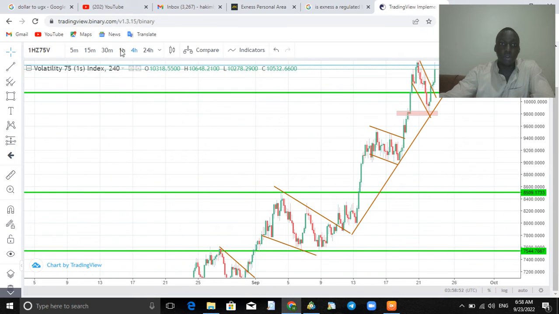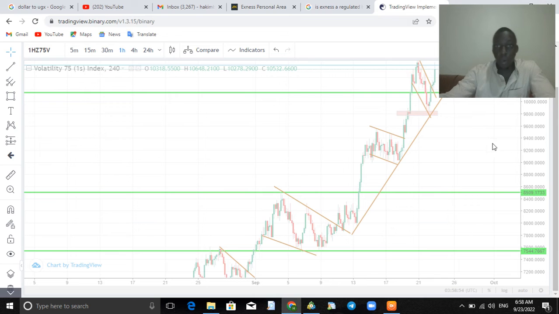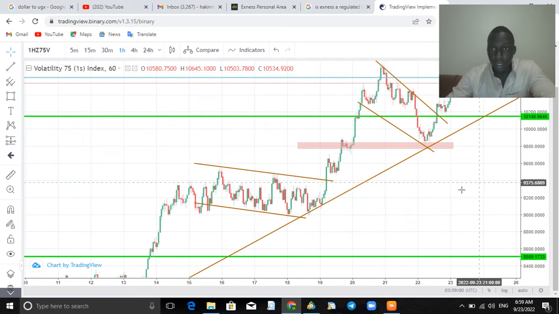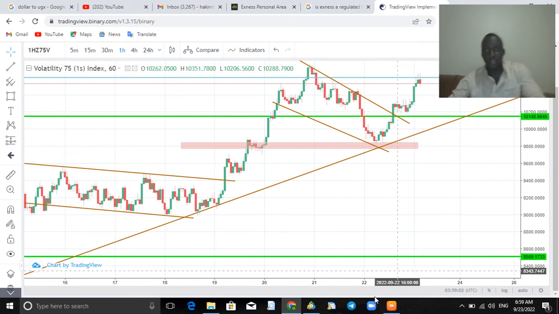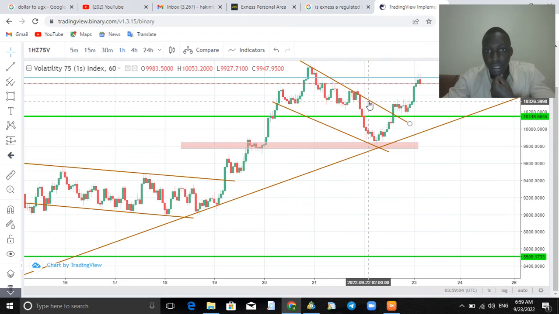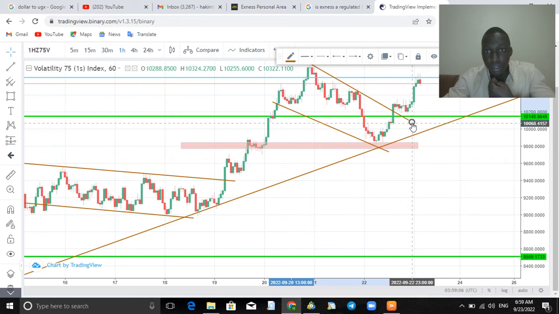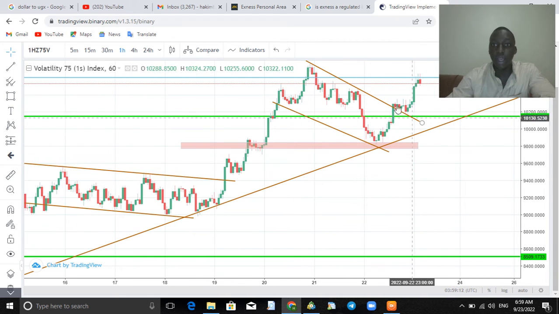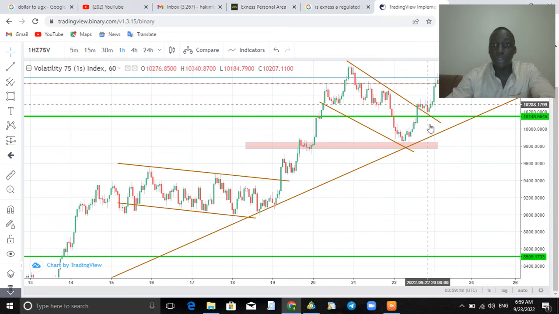Now I'm going to drop down to my 1 hour time frame. In the 1 hour time frame, if I make this trend line of ours perfect, I think you can clearly see that we had a continuation pattern. We had a breakout, a retest, and prices started shooting all the way to the upside.